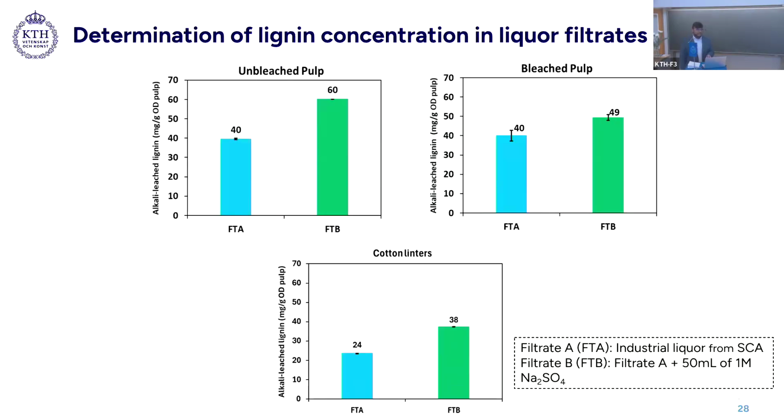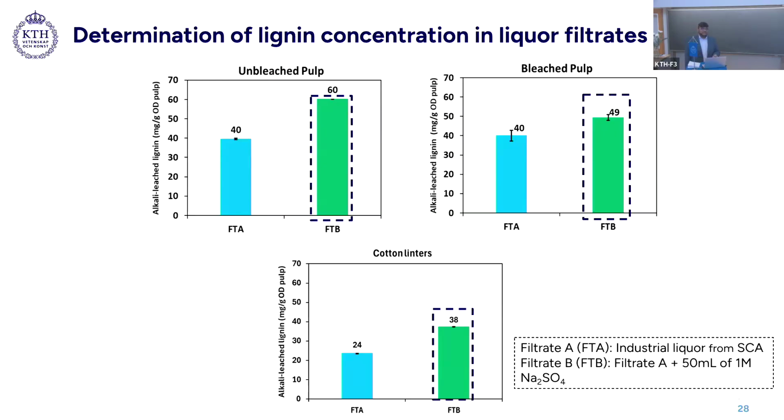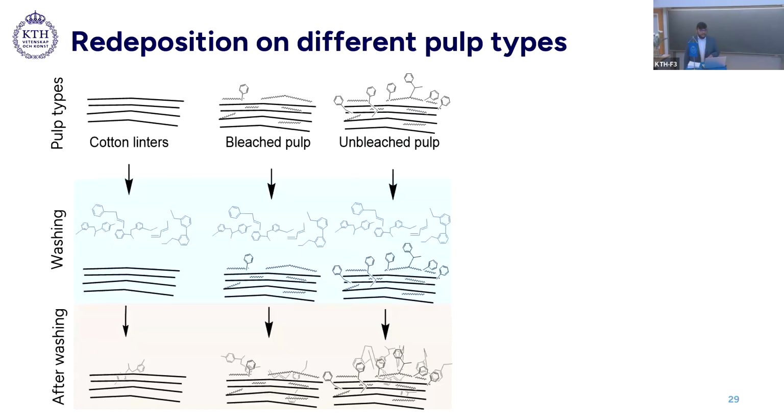Whereas when we look into the alkali-leached lignin from the pulp, we could see more concentration when washed with filtrate B, indicating that more lignin is attached when washed with filtrate B, with the addition of extra sodium sulfate. And coming to the mechanism, redeposition on different pulp types.